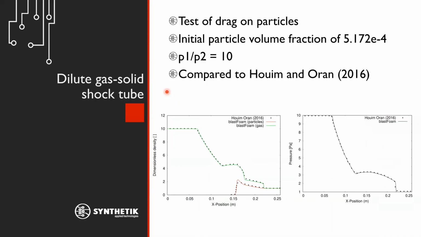So the last section will be for gas particle flows. Here, this is just going to be a dilute shock tube. You can think of it really just as a test of drag on particles. So the initial particle volume fraction is 5e⁻⁴. We have a pressure differential of 10. And then this is compared to the work of Houim and Oran from 2016. So we have the dimensionless density as well as pressure here. These match very well.